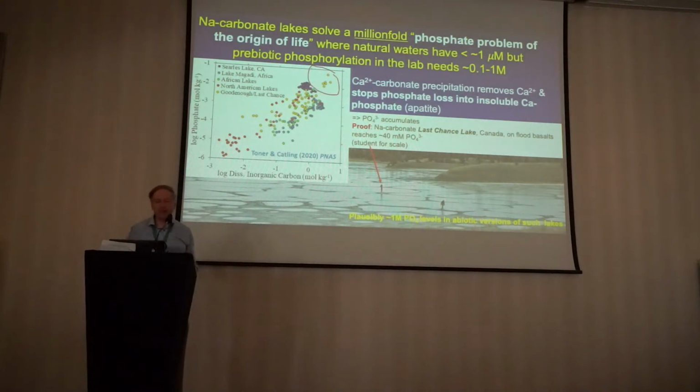And up in the corner here, these are some lakes in Canada called Good Enough and Last Chance Lake. And this picture is a picture of Last Chance Lake in Canada. It sits on top of flood basalts, and it evolved towards a sodium carbonate lake, as I just explained how that should happen. And it's, as far as we know, the lake with the highest phosphate levels in the world, up to 40 millimolars. And here's a student for scale.